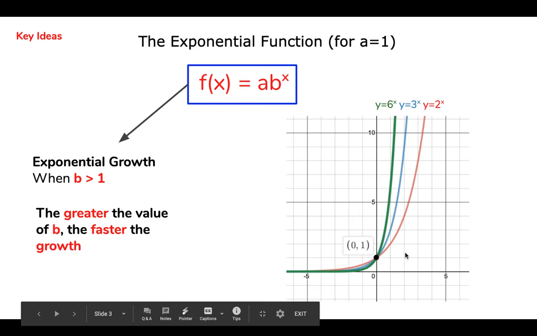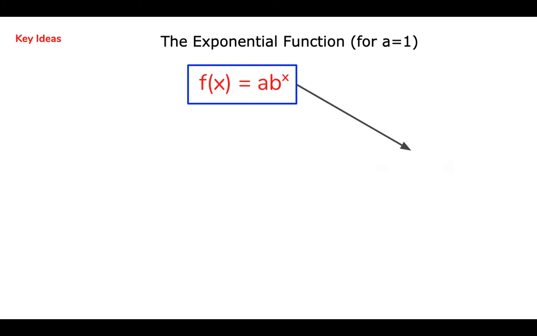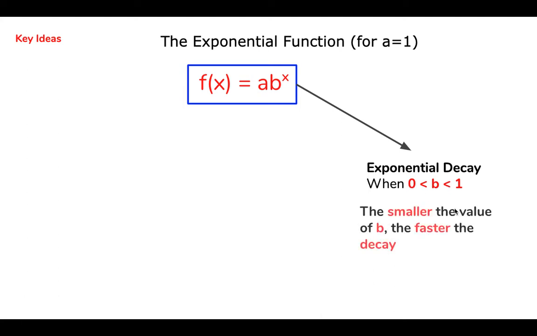Okay, later on in a couple slides here, we'll go through what happens when we do have a different value for a. So that is exponential growth, okay? Now, for decay, and that happens when b is between 0 and 1, so a decimal or a fraction, okay? And the smaller the value of b, the faster it will decay.